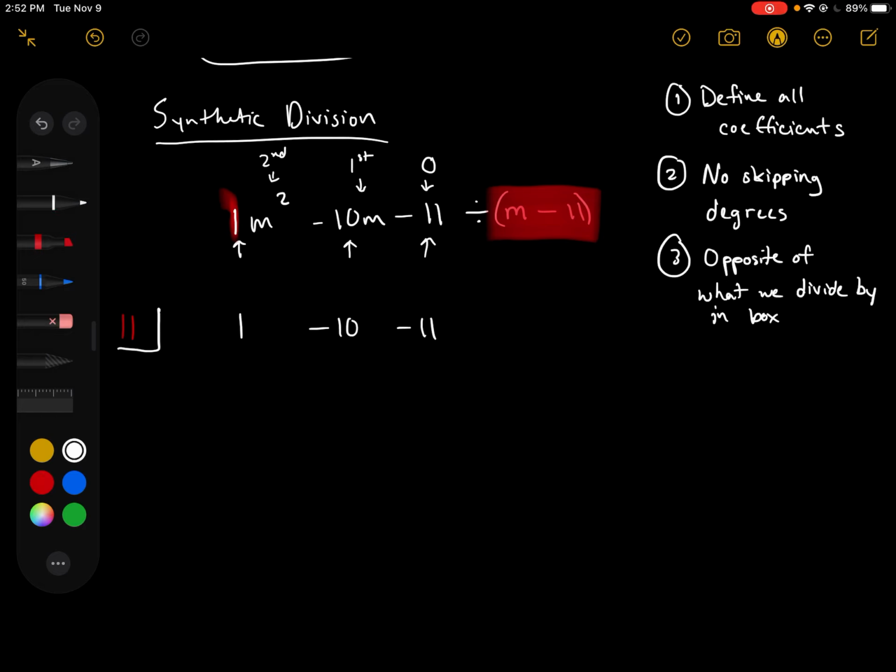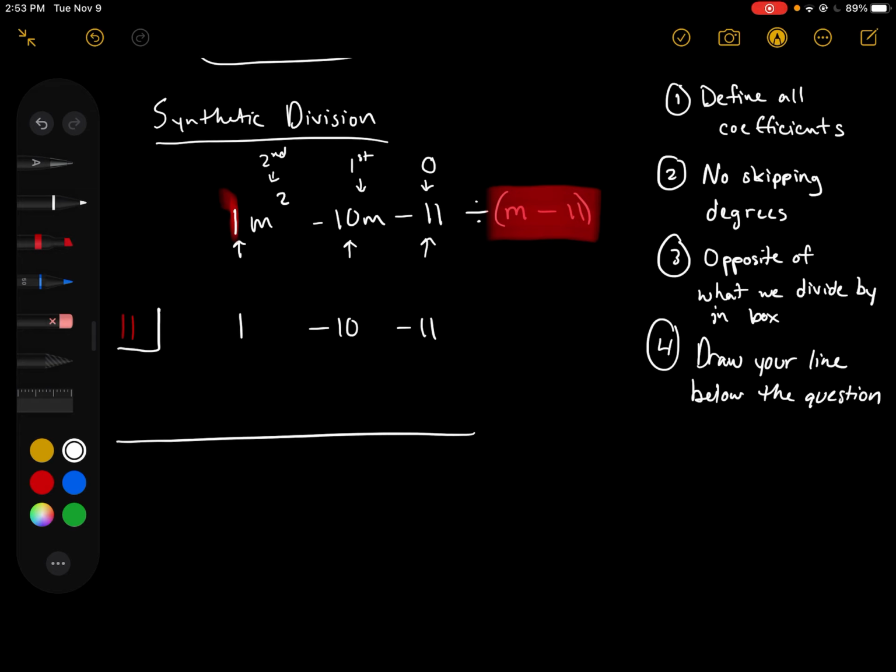Step 4, draw your line below the question. So there's our line for step 4, drawing it below. Leave a little bit of space above it, a little bit of space below. Step 5, drop the first term. So our first term is 1, drop it straight down below the line. So 1 is now below the line.